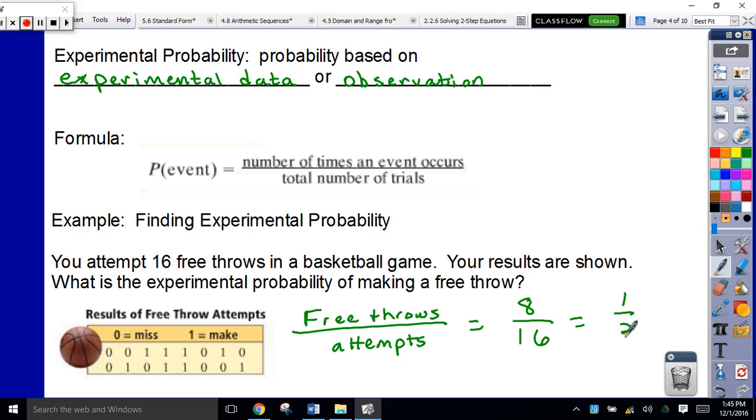This may be different. If we were to do my free throws, say I did 16 free throws, I might only get 3 of them. So the probability of me getting a free throw might be 3 out of 16. Maybe Jace here is really good at basketball. Maybe his probability would be like 11 out of 16 or something like that. I'm actually pretty good at free throws.